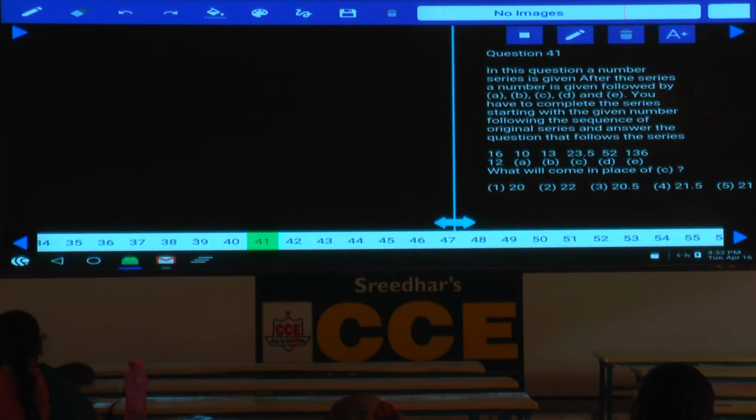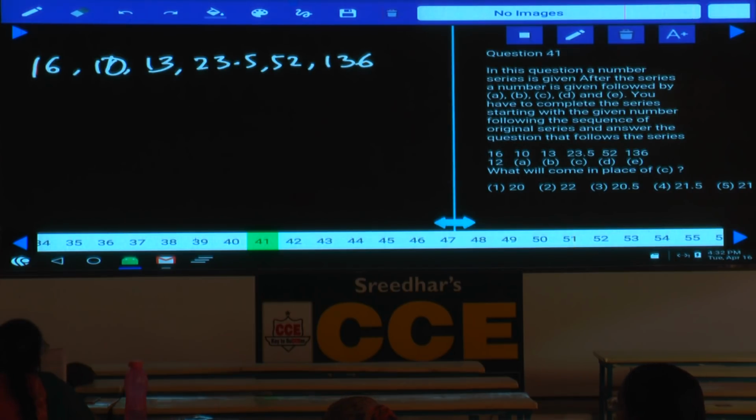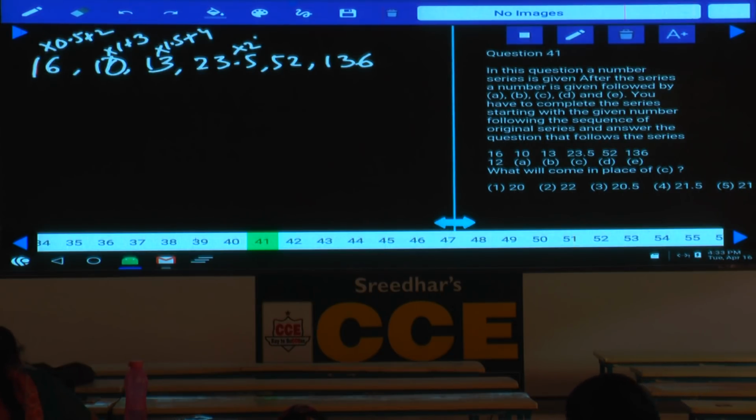Yes, tell me what is the logic in this one? Now 16, 10, 13, 23.5, and next one is 52 and 136, isn't it? Now the number starting with 16 increased to 136, again the number decreased once. Whenever the number decreased once, we need to go for into 0.5, that is 8 plus 2, into 0.5 plus 2. And 10 and 13 can be written as into 1 plus 3, and 13 and 23.5 is into 1.5, which is 13 plus 6.5, that is 19.5 plus how much? Plus 4. And next one is what? Into 2. 23.5 into 2 is 47 plus 5 is 52, and this will be into 2.5 plus 6.